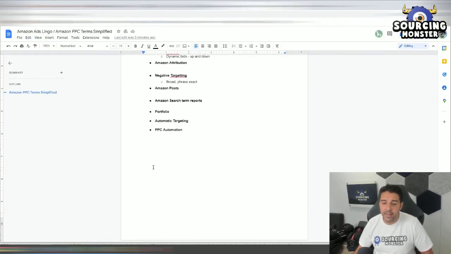Automatic targeting. Automatic targeting is a type of campaign that gives Amazon the ability to decide where and how to show your ads. So it's not keywords, it's not a sponsored product targeting campaign. You just put your product and Amazon kind of decides where to show it. There are pros and cons to this type of campaign. I'm not going to talk about those here, but it's a great way to discover new keywords and always stay on top of new phrases that you can bid on.